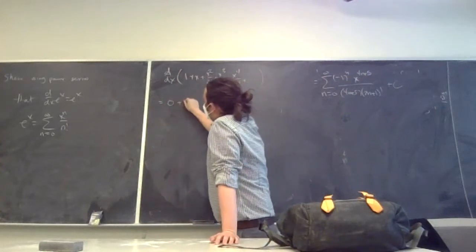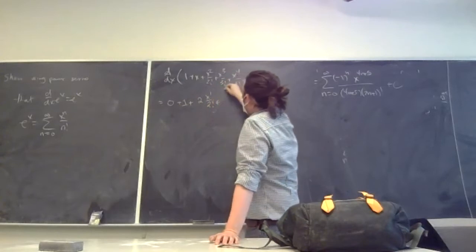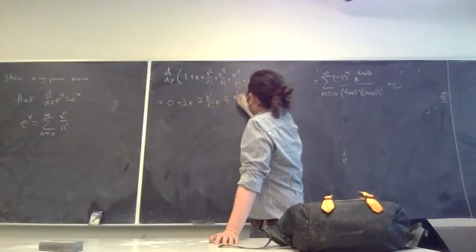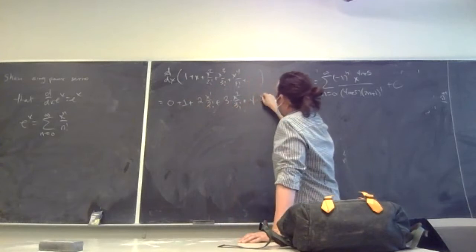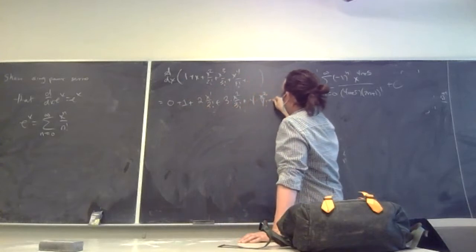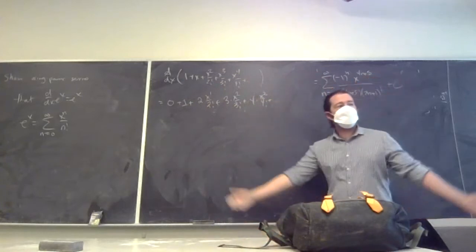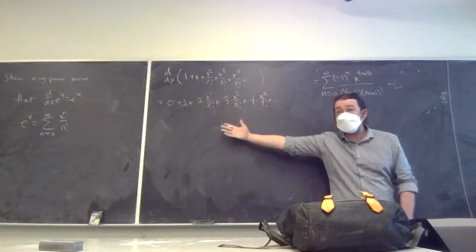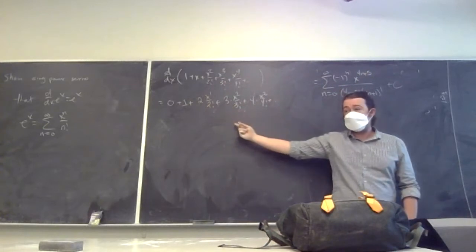Derivative of x is 1. The derivative of x squared over 2 is 2x to the first over 2 factorial. This is 3 times x to the second over 3 factorial. 4 times x to the third over 4 factorial, and so on. There's the derivative. You haven't really finished the problem yet, because you still haven't shown me that this is the series for e to the x.